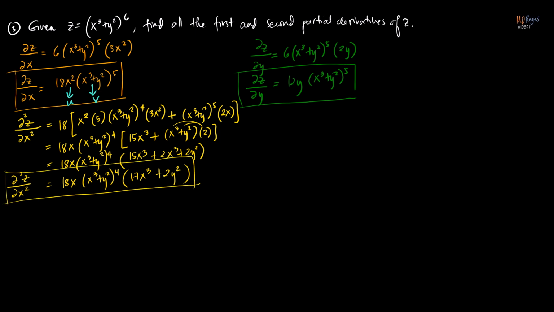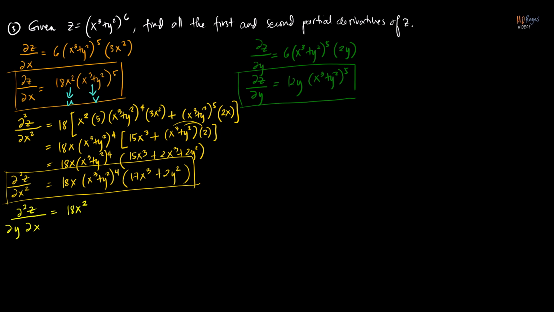Okay, now let's take the second partial derivative of z with respect to y, first partial with respect to x. Alright. So we are still differentiating this function, this time with respect to y. In this case, 18x squared is just a constant because we are differentiating with respect to y.